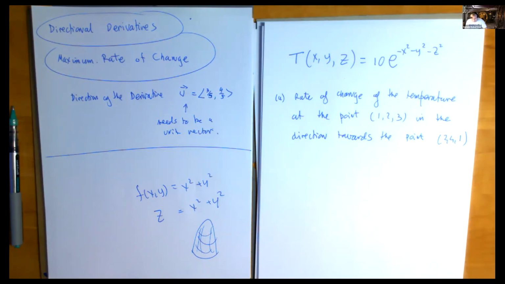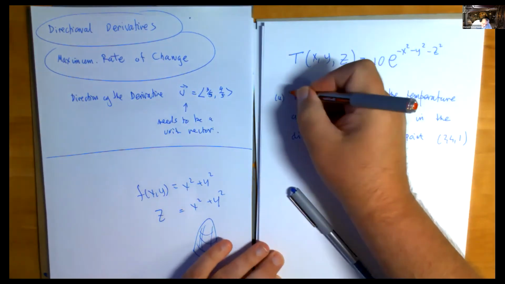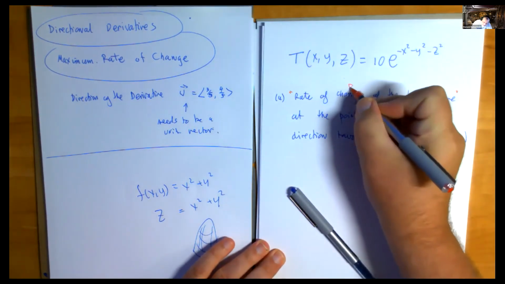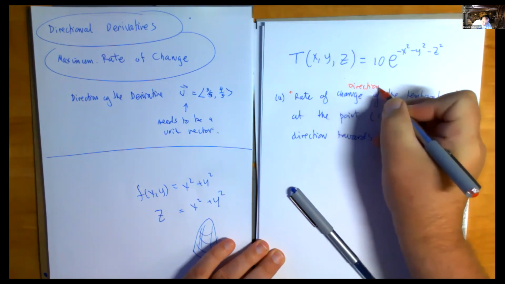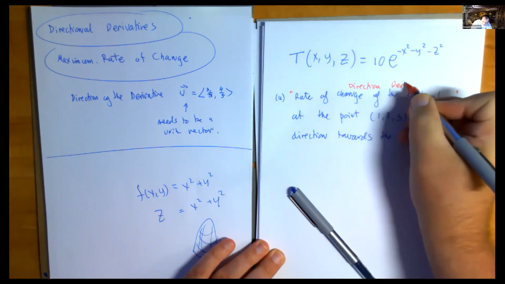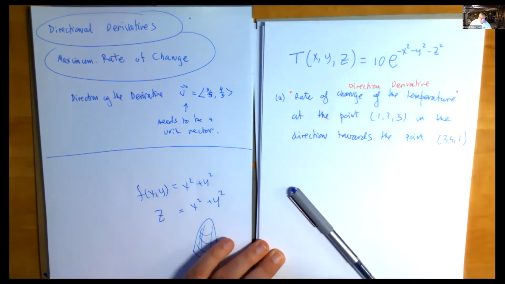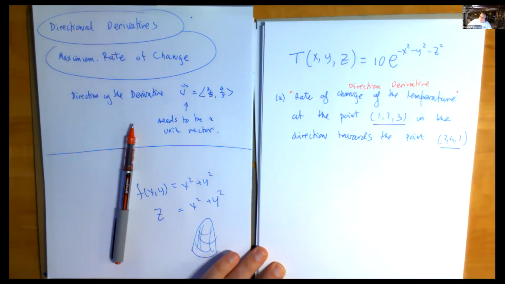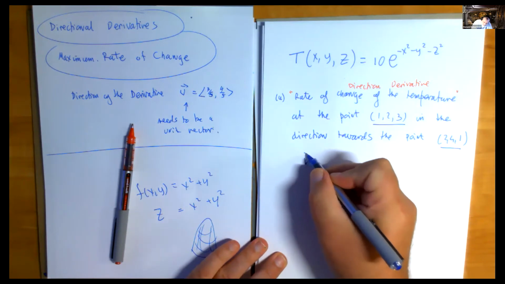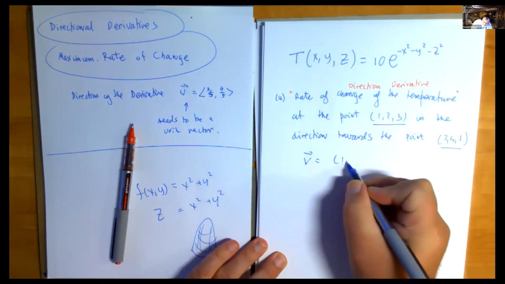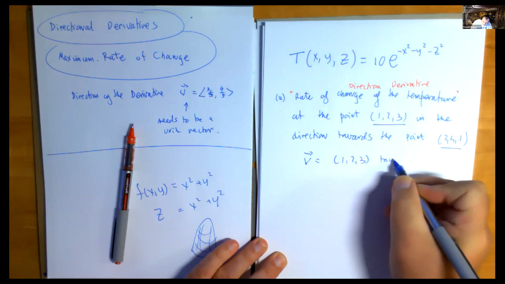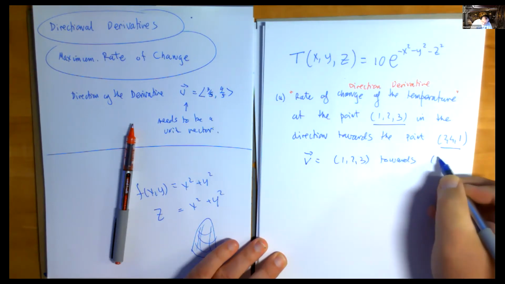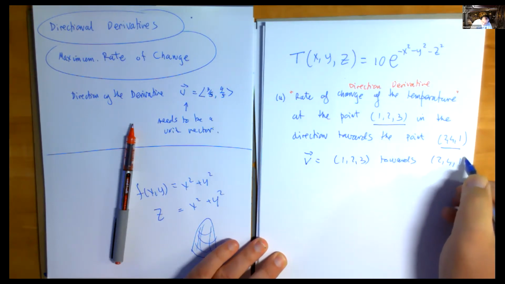Well, when you do practical questions, they sometimes phrase things differently. The rate of change of temperature is basically saying find the directional derivative. You're starting at this point and you're finishing at that point. Won't that be the direction that you're talking about then? So I want to find the vector, I'll call it V, who goes from the point 1, 2, 3 towards the point 2, 4, 1.